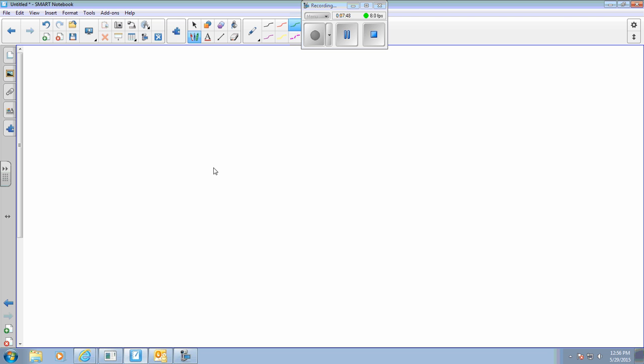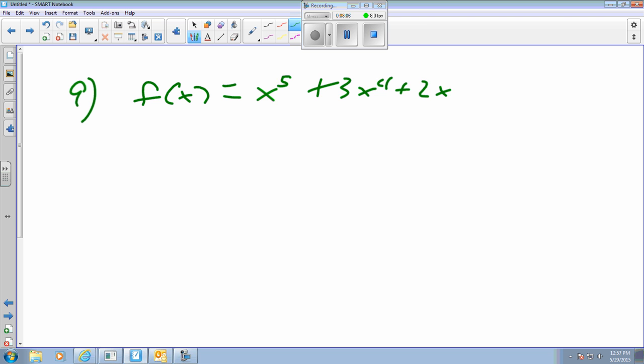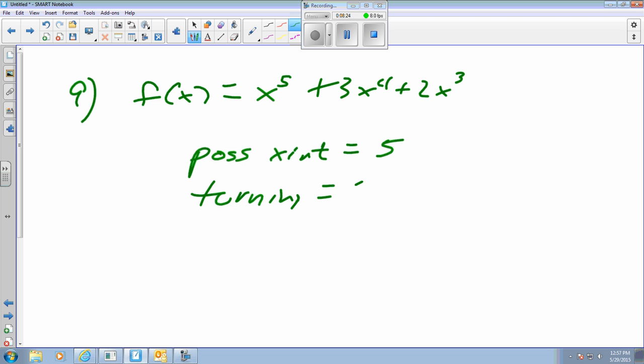Let's take a look at the next one, number 9. It says state all the possible zeros, the number of possible zeros and turning points. All right, in the function f of x equals x to the 5th plus 3x to the 4th plus 2x cubed. Now we know that the number of possible x-intercepts is going to be equal to the power of the polynomial. So we're going to have 5. The turning points would be 1 less or 4.